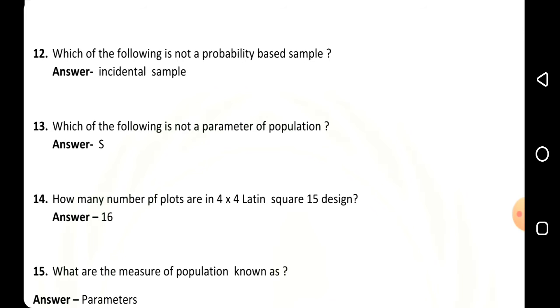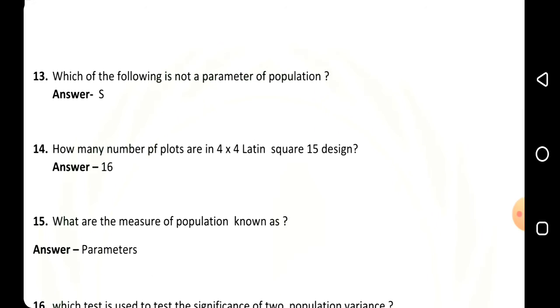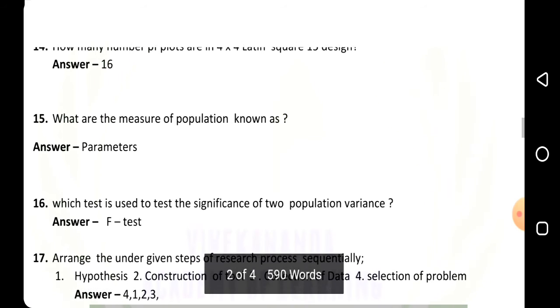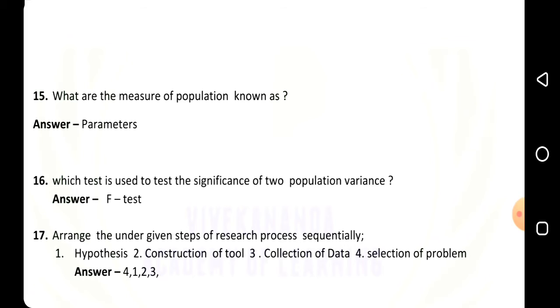14th question, how many numbers of plots are in 4 into 4 Latin square design? The answer is 16. 15th question, what are the measures of population known as? Answer is parameter. 16th question, which test is used to test the significance of two population variance? The answer is F test.